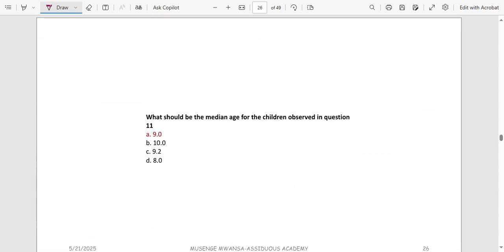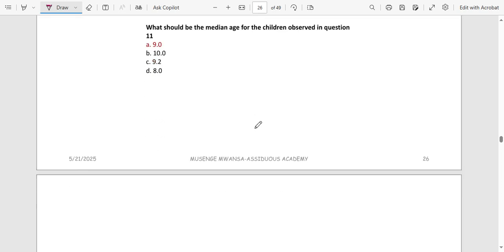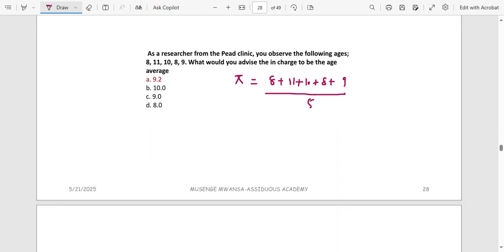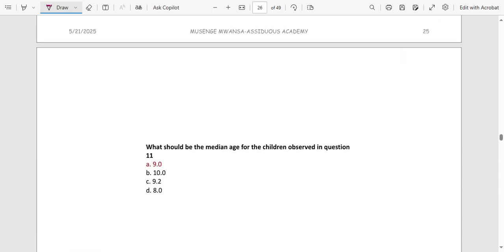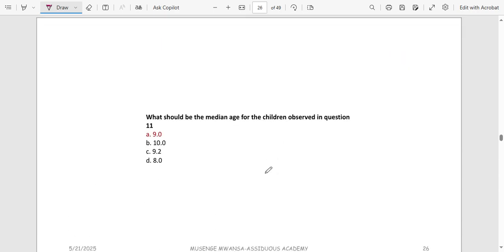And then that is where this question came from. What should be the median age for the children observed above? Remember the terms that we had, which ones are repeating? 8 is repeating, so it's from 8 to 11, but 8 is repeating. So arrange them in ascending order: 8, 8, 9, 10, and 11. The median is the number that is falling in the middle. You can see that is a 9.